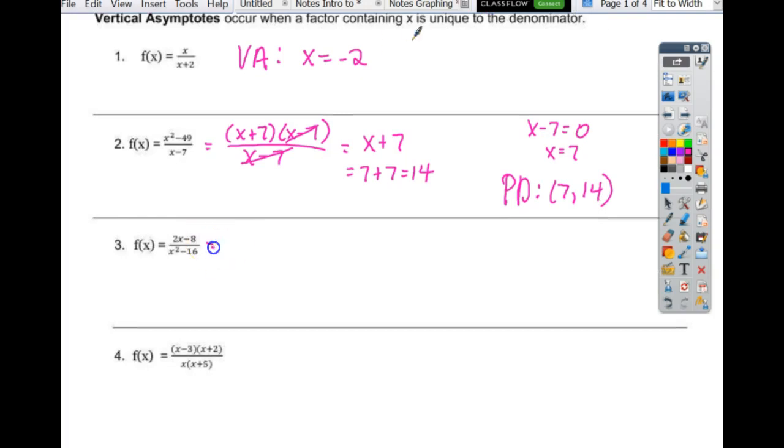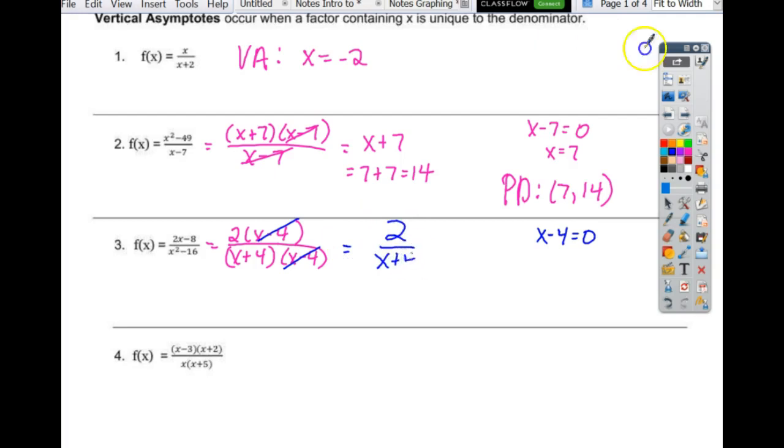So number 3, I'm going to go ahead and factor. So this time, I do have a canceled term. So that tells me for sure I have point discontinuity. And when I cancel, I still have the x plus 4 on bottom. So that tells me I also have a vertical asymptote. So my vertical asymptote is at x equal negative 4.